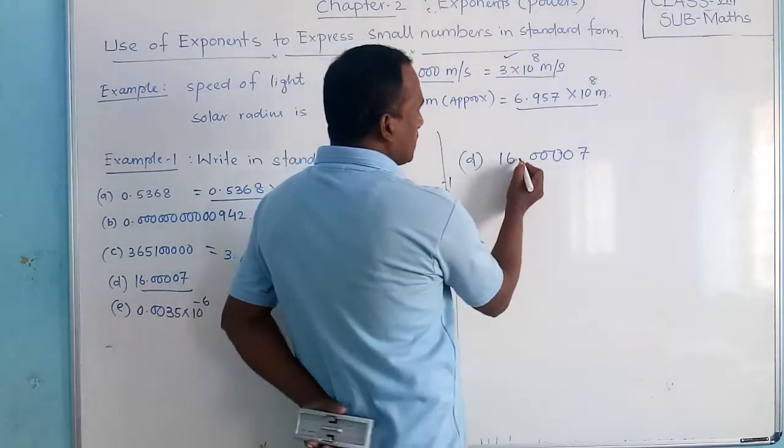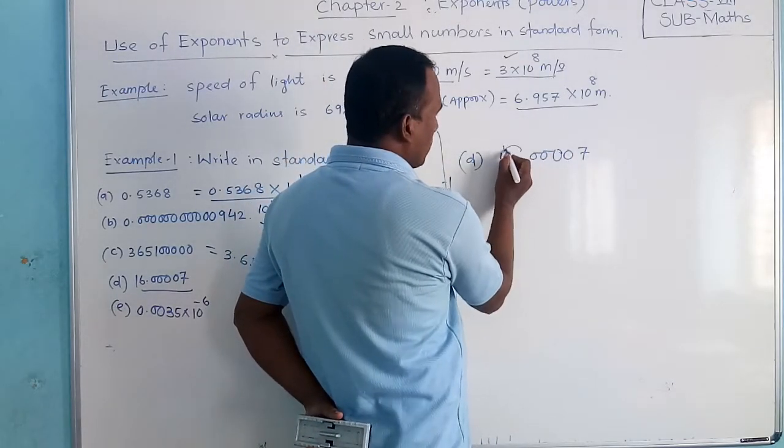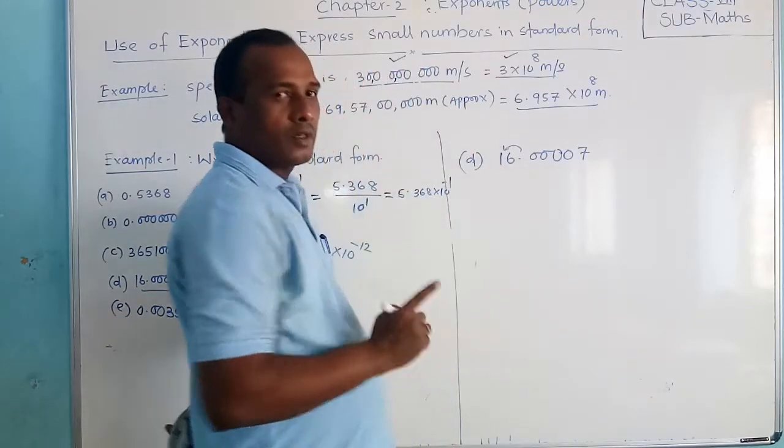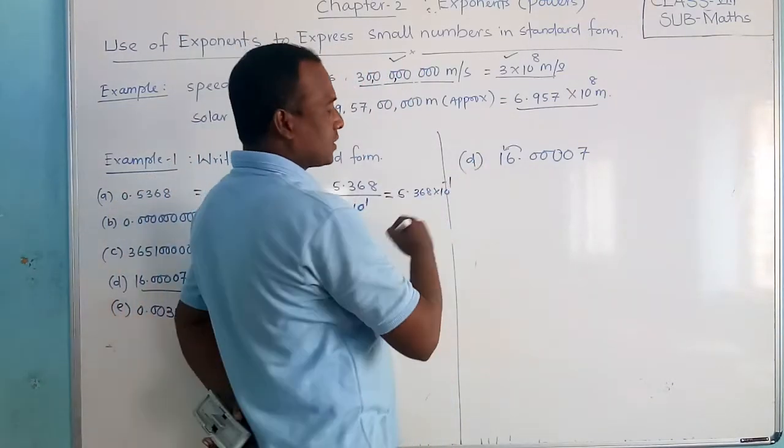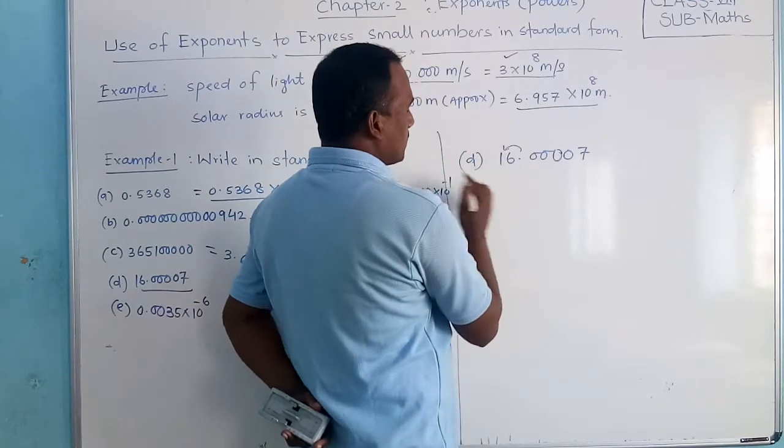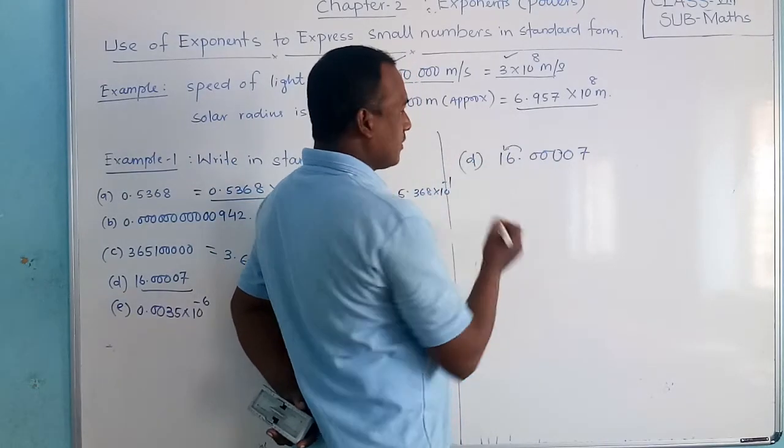So now we check the decimal place, where it will come. Up to here it will come. That means one place will come. One digit should come to the left. One place should come left. That's why, what do you have to do?